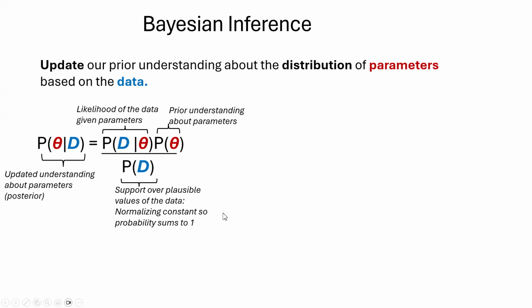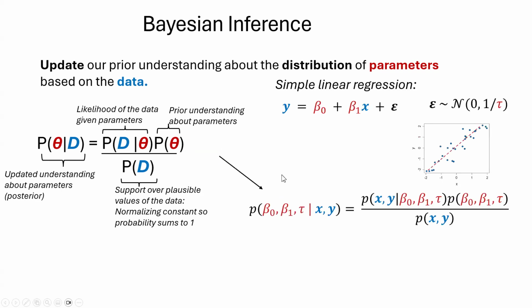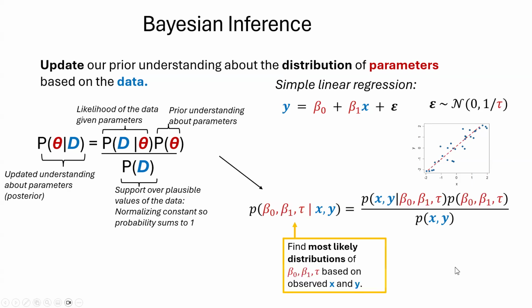And then this term on the bottom is just the support over plausible values of the data, which you can just think of as a normalizing constant, so the probability sums to one. We often kind of ignore this part in the theory. So expressed for the simple linear regression model, Bayes' rule just looks like this. Same thing, just putting our parameters and data in there. And our goal here is to just find an updated distribution function for these three parameters.